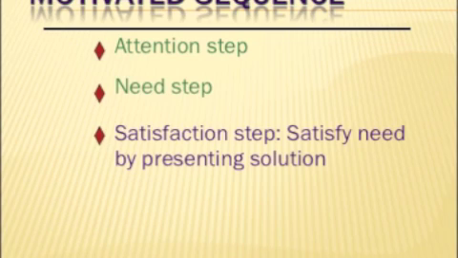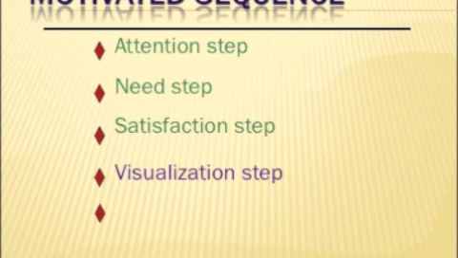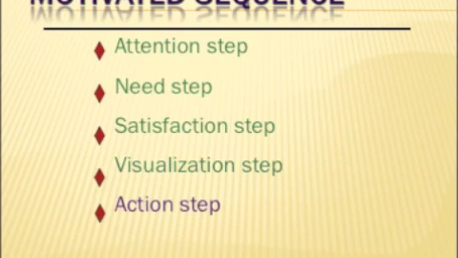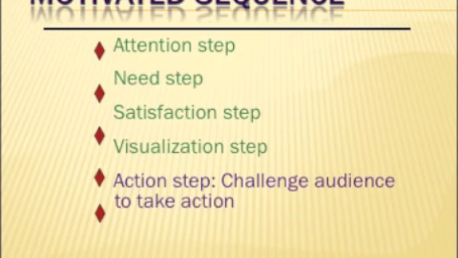You've got our attention, you've established a problem, you've solved the problem or given us a solution, and then what we want is some kind of visualization of the future. What will happen if we do something about this? What will happen if we don't? According to Monroe, it was a vivid picture of an improved future when the solution is implemented. So attention, need, satisfaction, visualization, and the last step in the Monroe Motivated Sequence is the action step. The action step is challenging your audience to take action. Very close to your satisfaction step or your solution, but here you're just giving the tools.